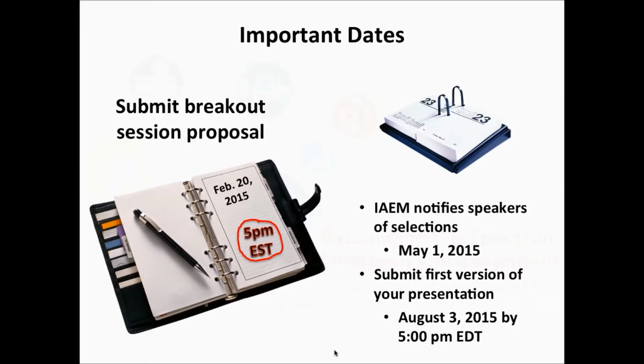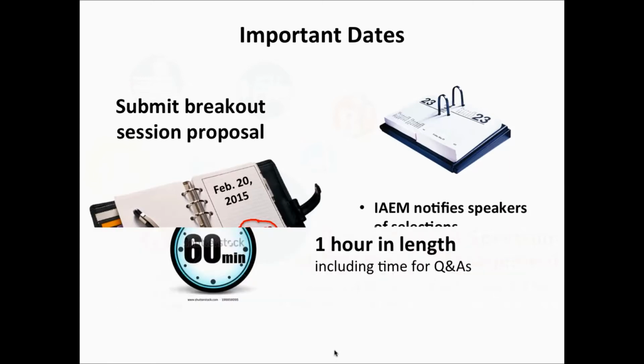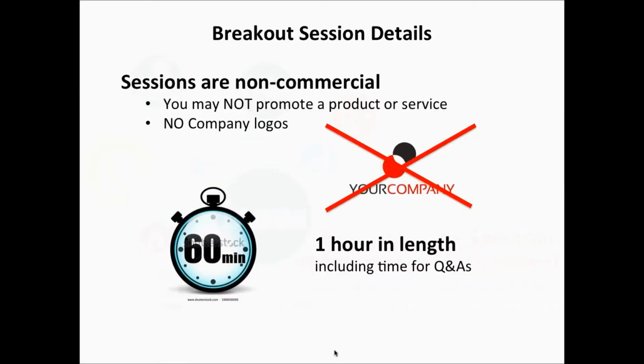The reason we need it by then is because we go through our review process, which we're going to talk about in more detail as we go along, and we will let you know by May 1st of 2015. That way you can begin to make appropriate plans for traveling out to Clark County to join us in November. If you are accepted, we will be looking for the first version of your visual presentation by August 3rd at 5 p.m., Eastern Daylight Time.